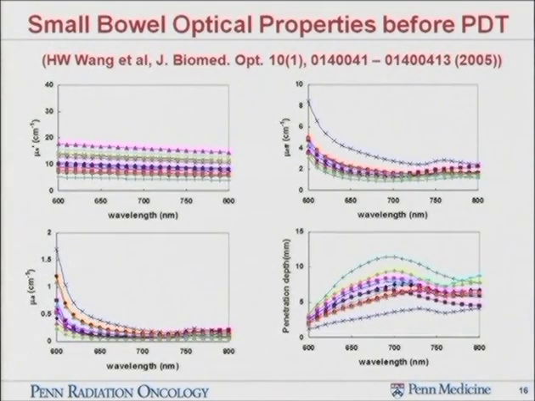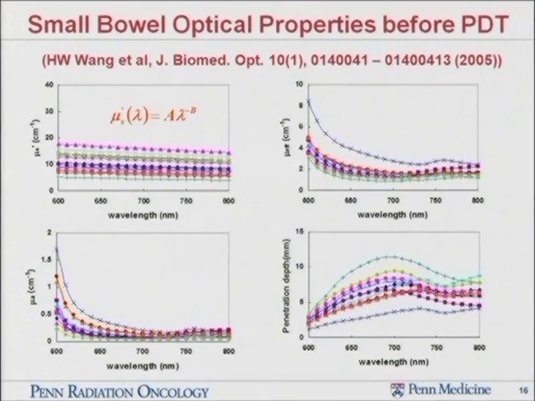So here is a typical result for small bowel. You will see that mu-s prime is reducing smoothly with wavelength. The absorption coefficient is also reducing, and these are 12 different patients, so you can see there's a variation between different patients, but they have a general shape like that. One can, based on that, calculate the mu effective, which is the square root of mu a times mu-s prime, multiplied together, times 3. And if you invert that, you can get the penetration depths.